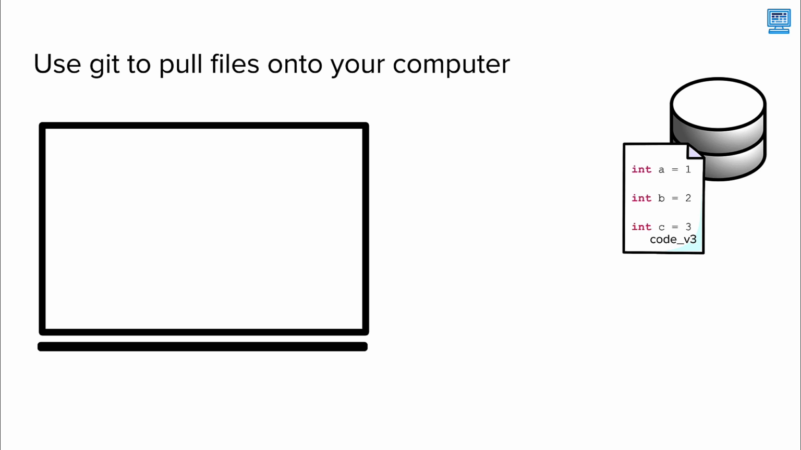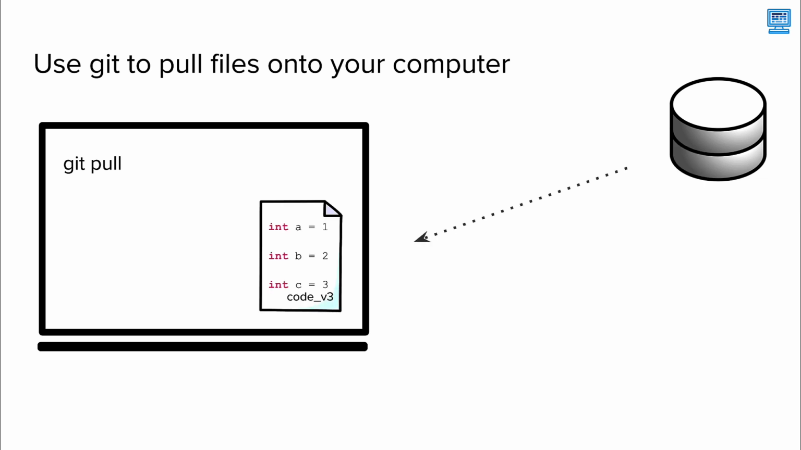Let's say, for example, that someone adds another line to a file that you're collaborating on. They make a commit and push it to the server. You can use the git pull command to get a copy of the file or files with the new updates. And that is how multiple people can work together on the same code base.